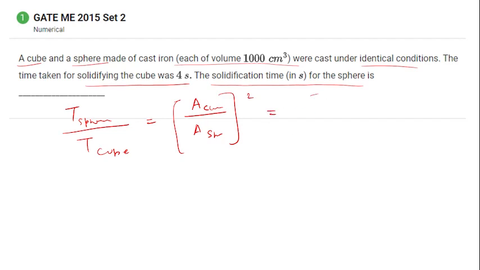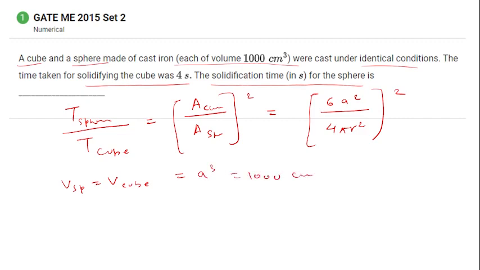So what is the area for cube? 6 A square, right? Notice the area for sphere, 4 pi R square, whole square. Oh, one more thing is given, volume is same. So V sphere will be V cube. Your V cube is A cube, that is 1000. So your A value will be 10. And our R value would be 6.2035, so R is 6.20 centimeter.